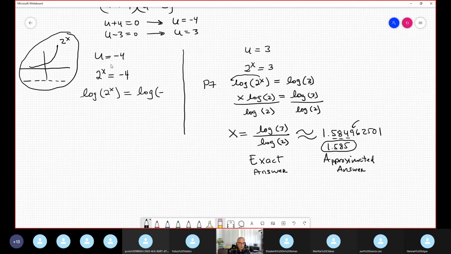And you apply now property number 7 again, and you put x in the front, equal to logarithm of -4. But immediately you see a mistake. Why? Because I know, or I need to know, the logarithm of a negative number is undefined. So x is equal to logarithm of -4 over logarithm of 2.